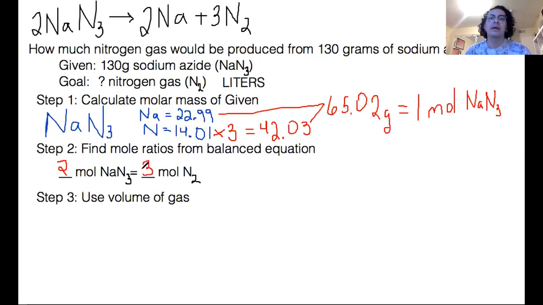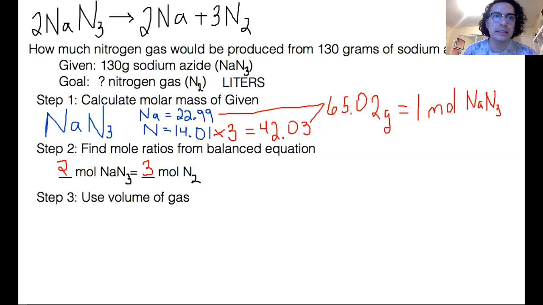It's like saying 2 dozen of this will produce 3 dozen of that. Or like saying that 2 million sodium azide will produce 3 million N2. That's what the mole is. It's just a quantity. And that's step 2.